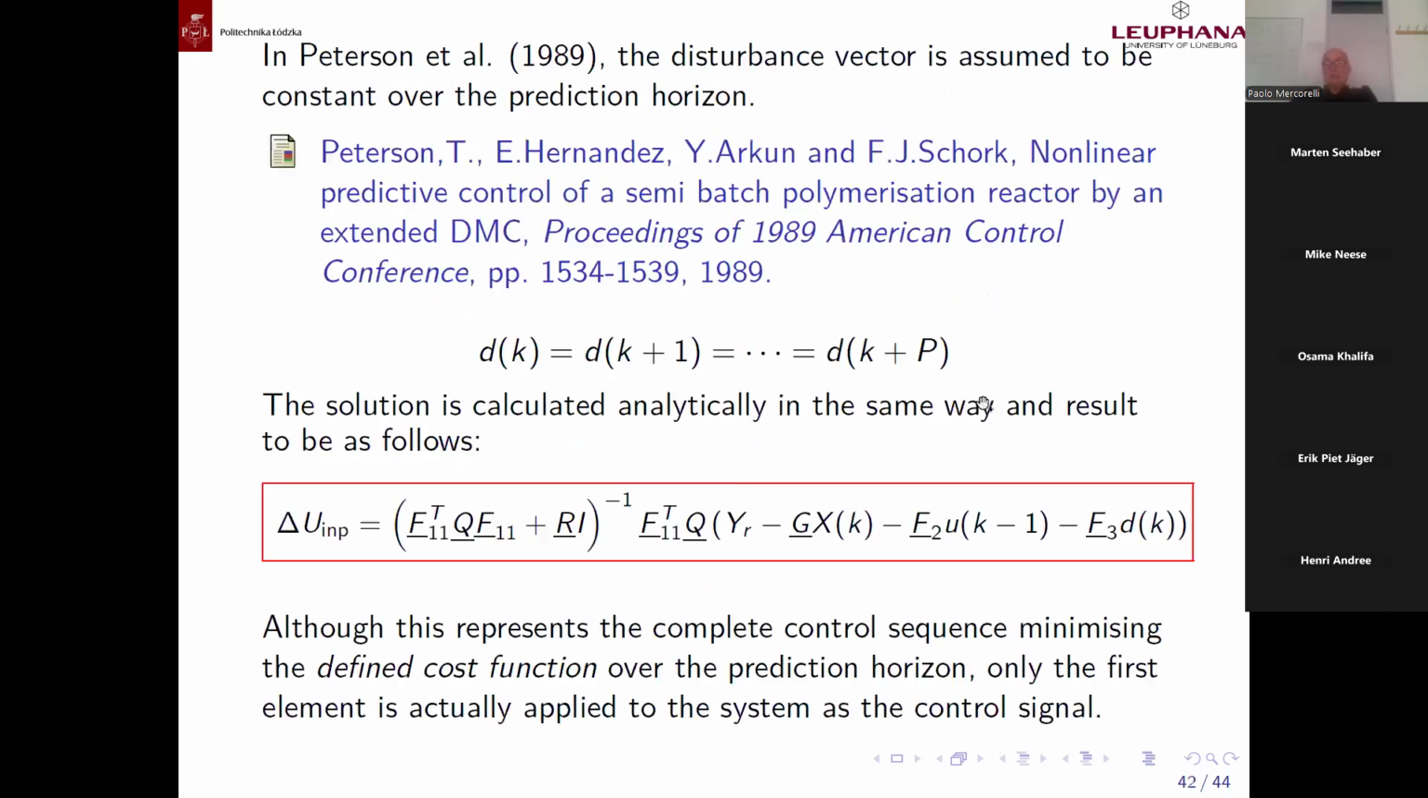Anyway, I do the same calculation as before, considering now this hypothesis here. Why this hypothesis? First of all, to simplify and to find, let me say, a reasonable solution in this sense. If it changes over time, the solution is extremely difficult to calculate. This is nevertheless something which can be applied. Why that? Because very often we have a system which is faster than the disturbance.